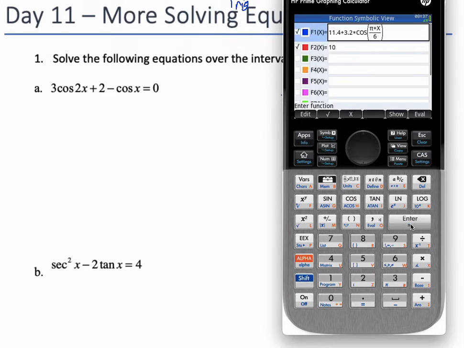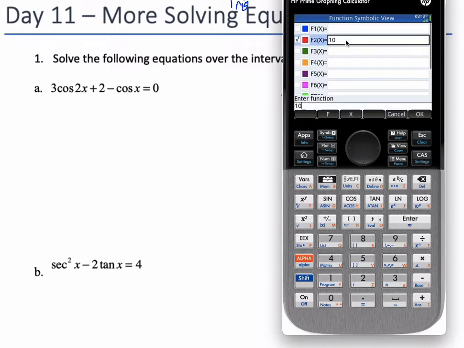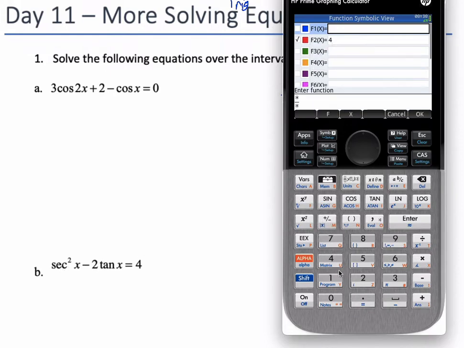Let's go to graph it, and I'm going to put 4 here instead of 10. We'll give you a horizontal line at 4, and then we'll just type in. Now you can't type in secant on your calculator, so you have to make a fraction, 1 divided by cosine, or cosine squared, and we need that in brackets, so let's do cosine x and squared. Okay, that's the same as secant squared. Then minus 2 tan x.